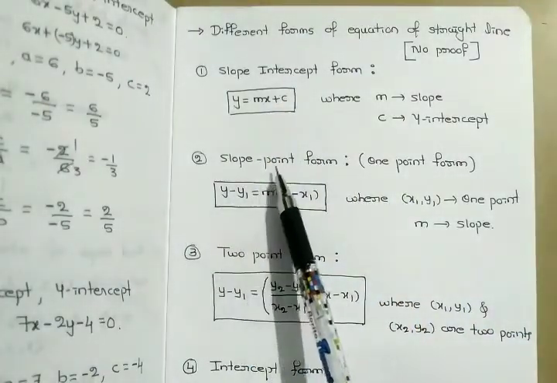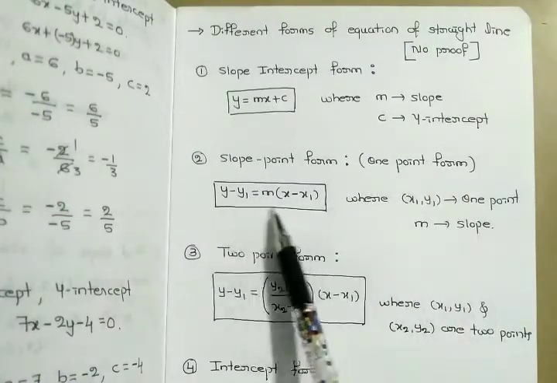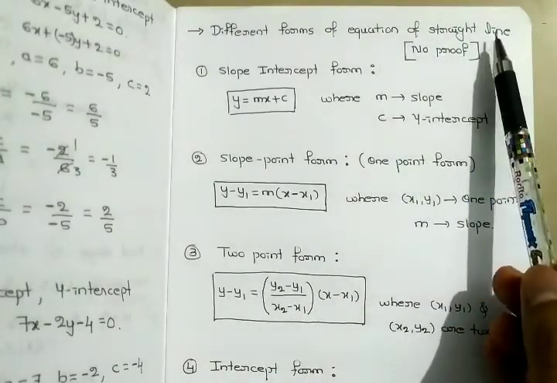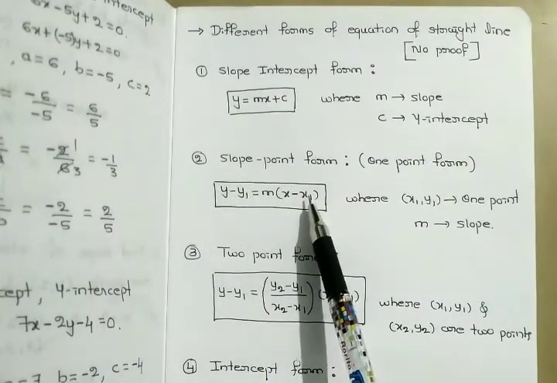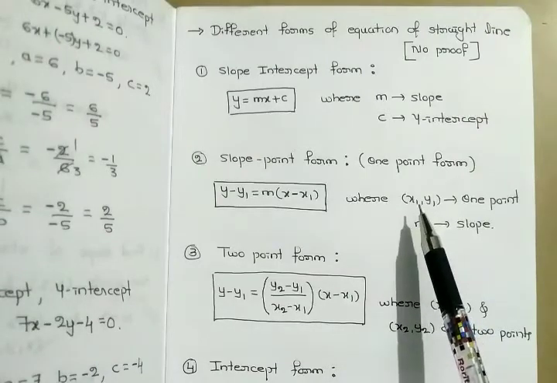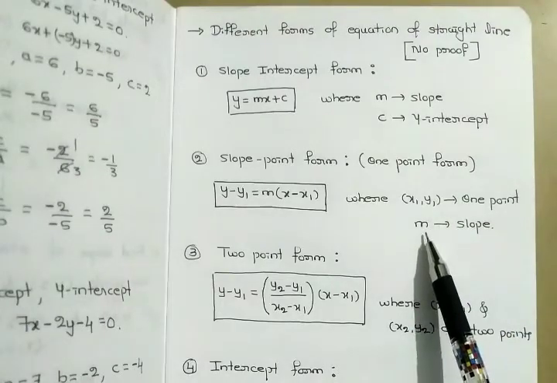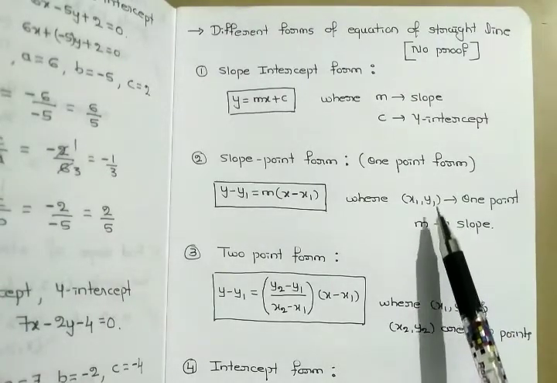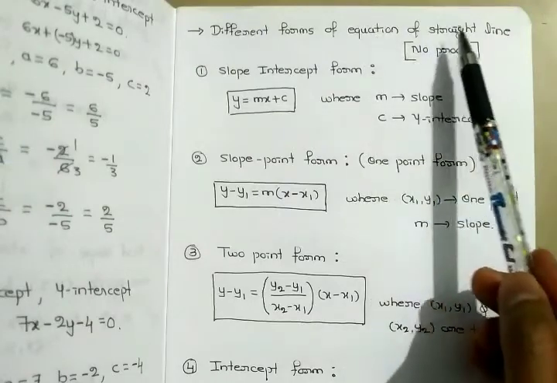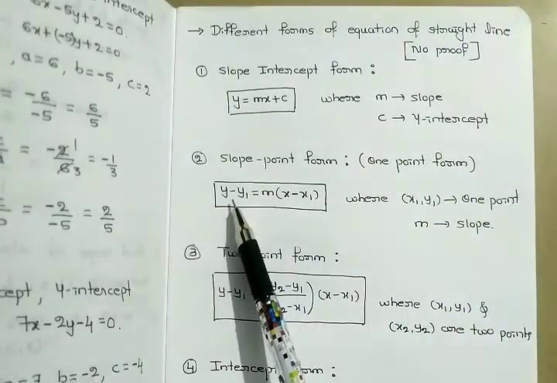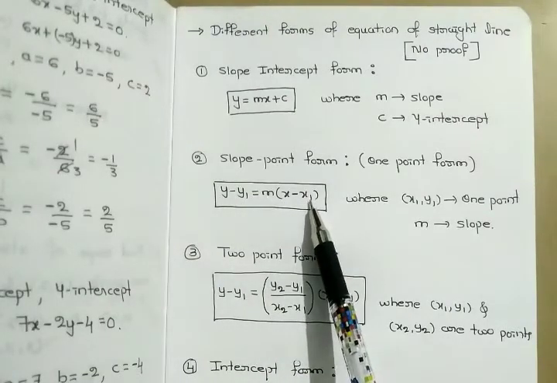Second one, slope point form. This is also called the one point form. This is also an equation of a straight line only, but for a different condition. When you have to use this second equation of straight line, in the question they will give one point, that is x1 y1, and the slope m value. If these two values are present and they ask you to find out the equation of straight line, that time you have to apply y minus y1 is equals to m into bracket x minus x1.